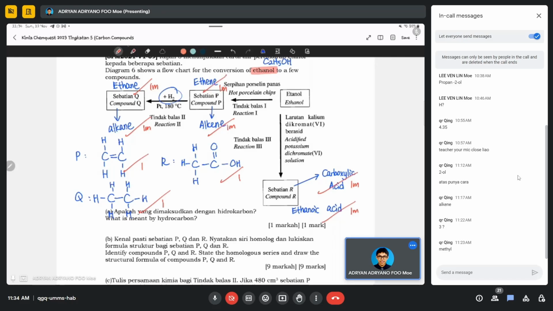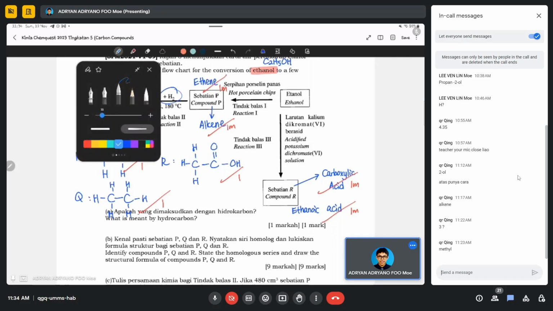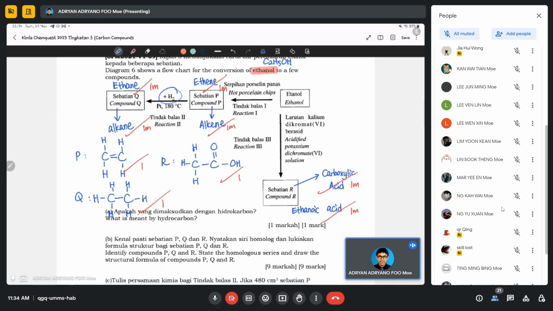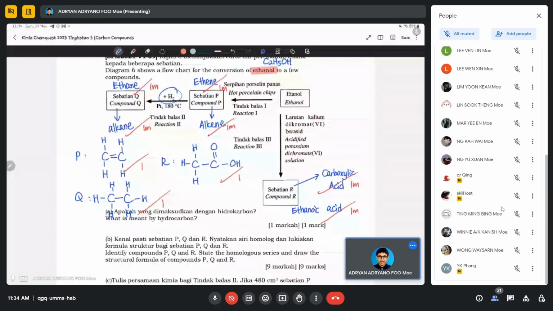So as long as you understand the conversion, you don't have a problem with this type of question. Whether it is a structure question or an essay, you will still understand the concept, and then you can still answer. Not a big problem. Okay.